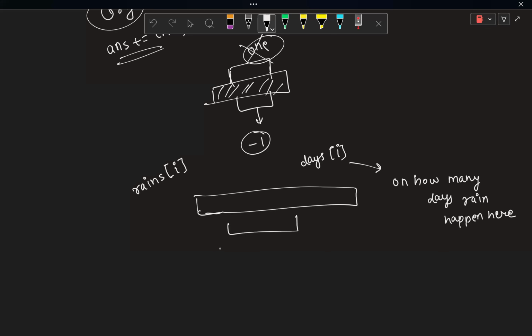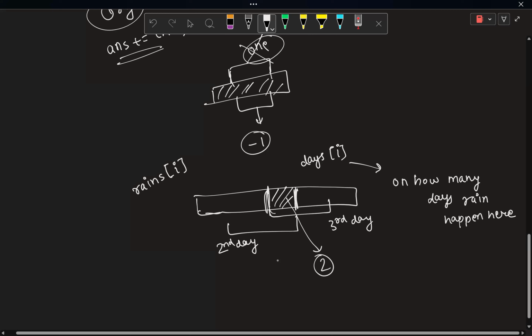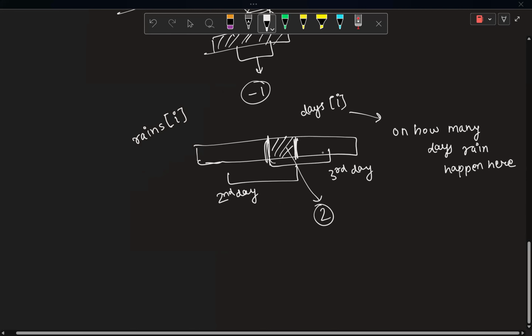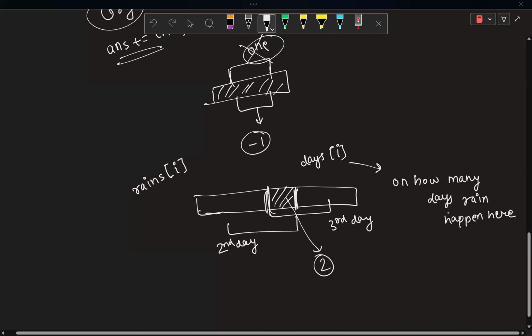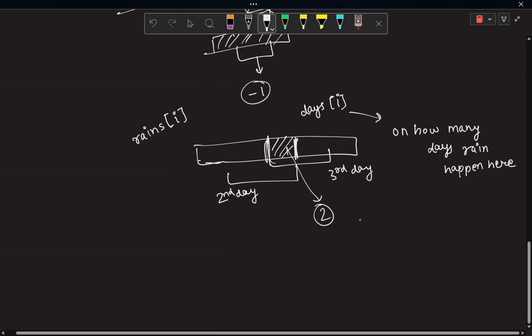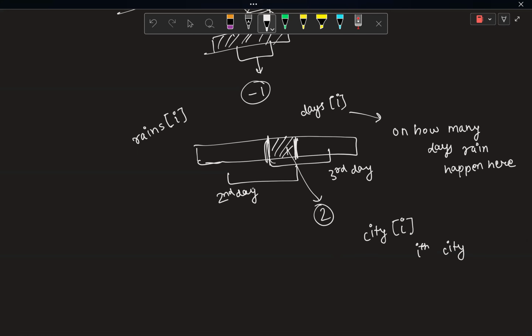So if, let's say, the rain on the second day is happening here, and in this range rain is happening on the third day, this subsegment will have two stored, that two times rain will happen here. It is not telling how many times rain will happen on that day. Maybe I said it wrong. It is telling how many times rain will happen in that city. For the ith city, how many times rain is happening, or on how many different days it will happen. It will just store this thing.